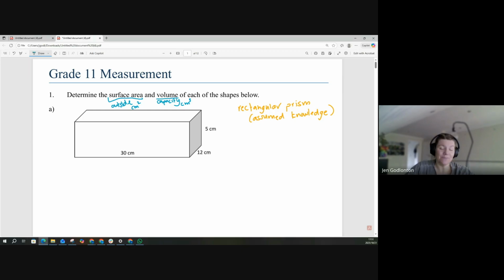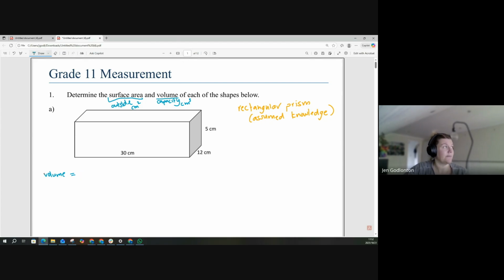Okay, let's break this down. When we're talking about volume and we're talking about a prism, the general idea, so wherever you can, is you want to take the area of the base and then you want to multiply it by the height. So in this case, this down here is the base of my rectangular prism. So I want the area of that, and then I want to multiply it by this height.